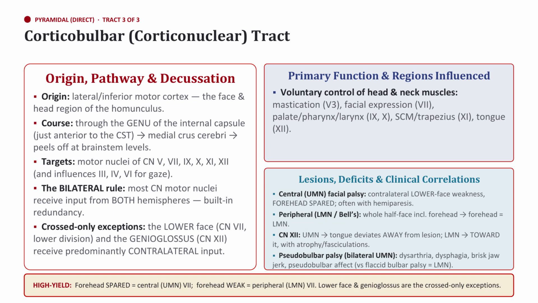The corticobulbar tract runs from the lateral motor cortex through the genu of the internal capsule to the cranial nerve motor nuclei, most of them bilaterally innervated. Remember the 2 crossed-only exceptions, the lower face and the genioglossus. Forehead spared means a central lesion, forehead involved means a peripheral one, and the tongue deviates toward a lower motor neuron lesion, away from an upper.